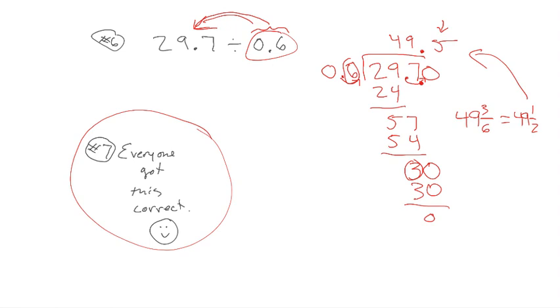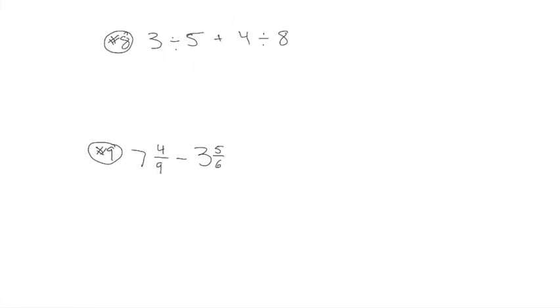3 divided by 5 plus 4 divided by 8. Oh, whoops, I'm sorry. There we go. Now we can see them. 3 divided by 5 plus 4 divided by 8. This one sent some people for a ride.